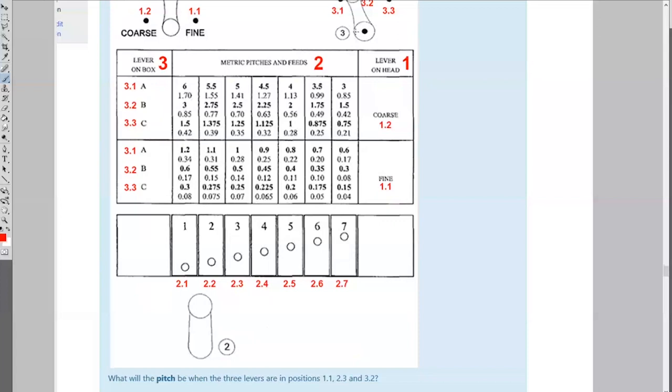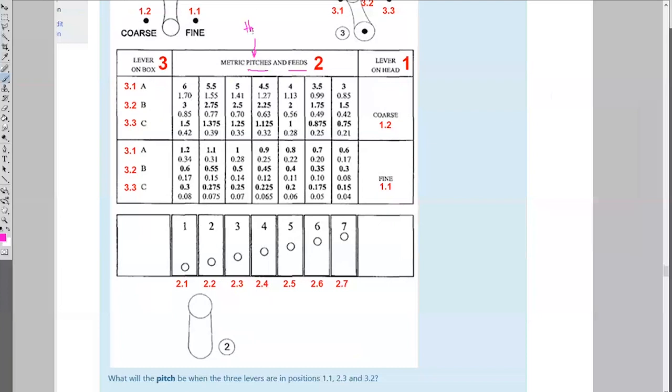So what would tend to happen is you kind of pick the rough range on 3 and refine it on 2. Or you look at the chart. It'll tell you which combination of levers you need for a particular thread and feed. So that's that. I'm just going to change colors when I get mixed up. The other thing is it says there's pitches and feeds. Now, a pitch is a thread, so you're cutting a thread there.